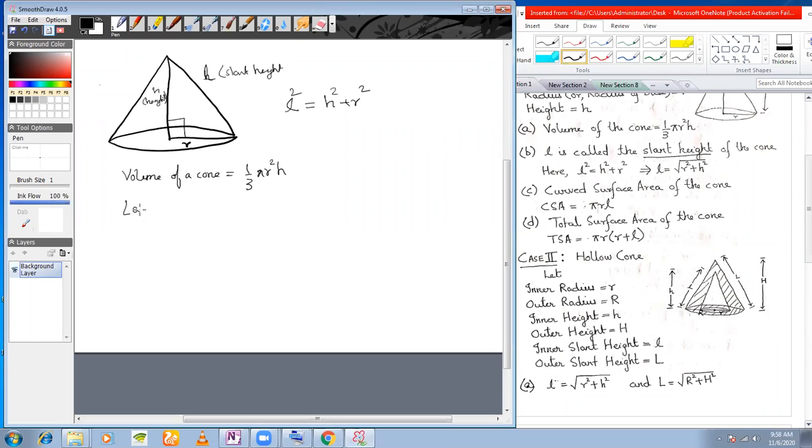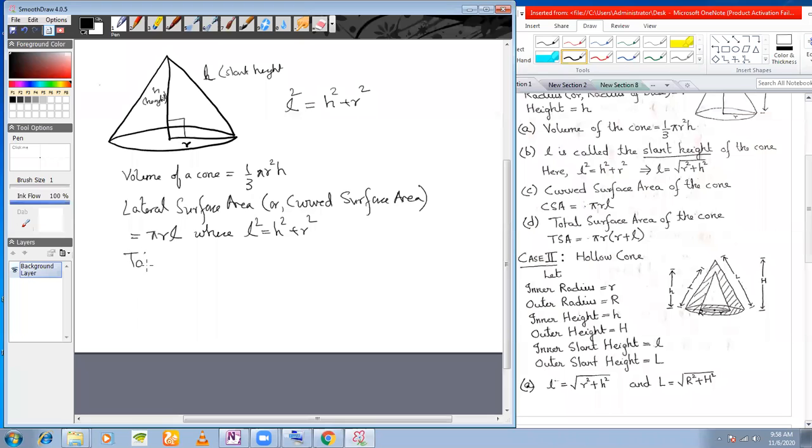Next, the lateral or the curved surface area, except the circular base. What is the area? Pi r L. Where L, obviously, how will you find? If the height and the radius is given, then you can find L with the help of this relation. And finally you have total surface area.